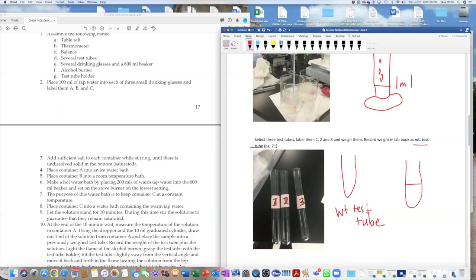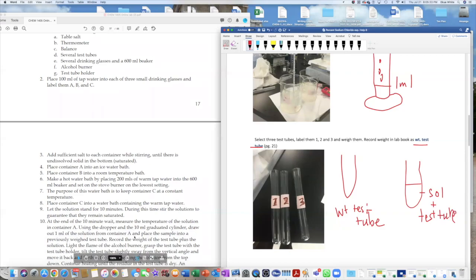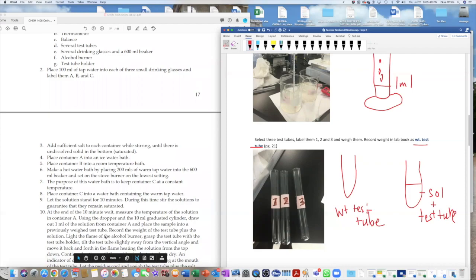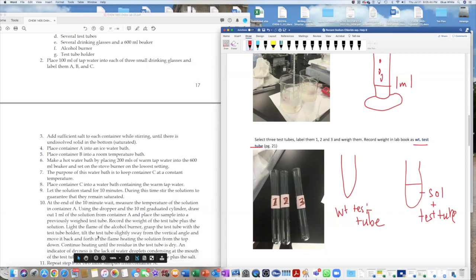Because now you have two things, right? I'll put SOL for solution. And then you're adding that to the test tube. And you're going to weigh this again according to the directions. Record the weight of the test tube plus the solution. And then it says, light the flame of the alcohol burner, grasp the test tube with the test tube holder, and tilt the test tube slightly away from the vertical angle and move it back and forth in the flame, heating the solution from the top down.